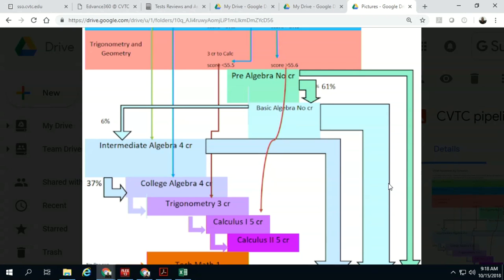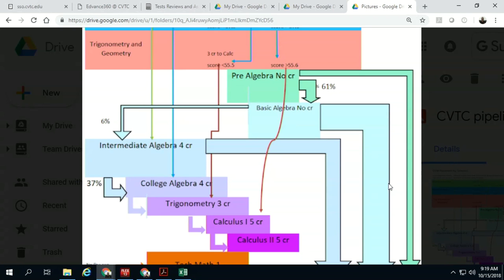I'm trying to think why that is. The people who pass it don't take another math class at CBTC. Well, I take that back. They don't take college algebra.